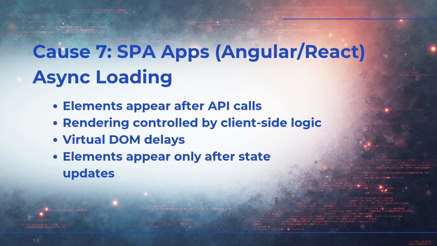Cause 7, Angular and React SPAs and asynchronous loading. Single page applications like Angular and React perform a lot of asynchronous operations. Elements only appear after state updates, API responses, virtual DOM reconciliation, component mounting. This means the HTML structure is not ready immediately. So Selenium looks for the element before the framework finishes its internal lifecycle. So conceptually, this cause is all about asynchronous rendering. The element appears only after the framework logic finishes.